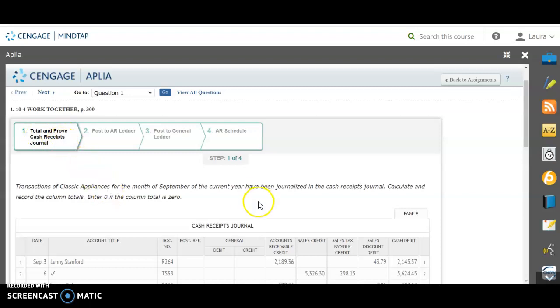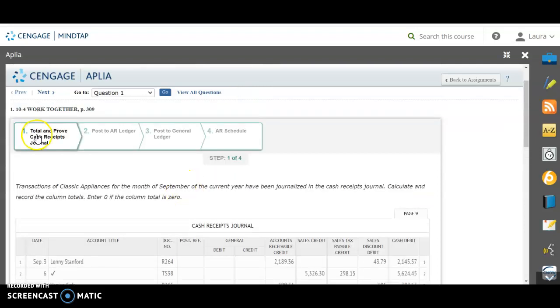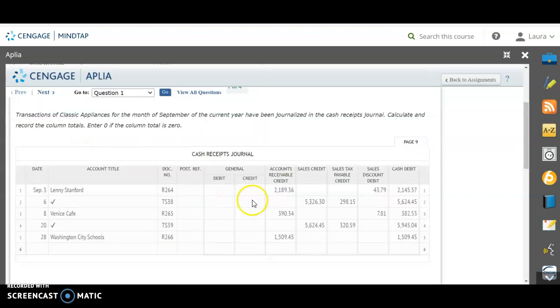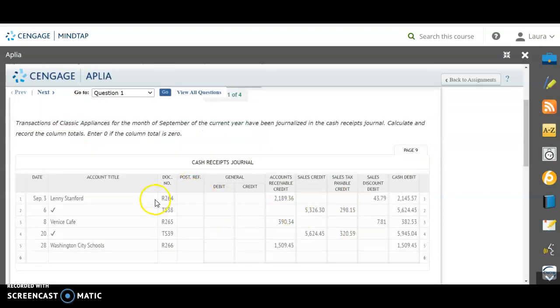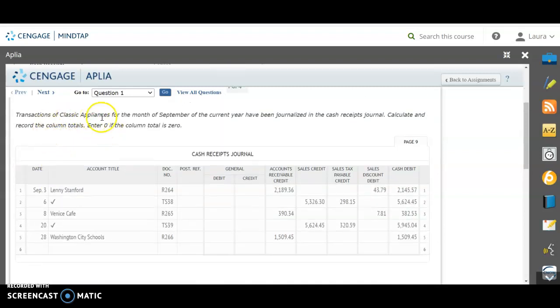So in 10-3, you learned how to journalize each transaction in the cash receipts journal, and now we are going to total, prove, and then post all of the proper things that we're supposed to post. So first thing, total and prove. Classic Appliances is the name of the company. We're in the month of September.